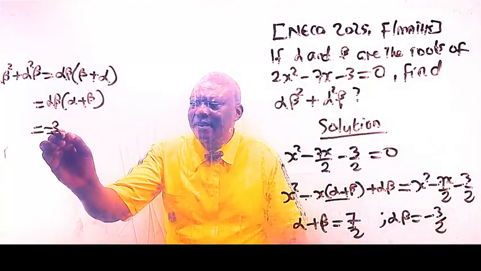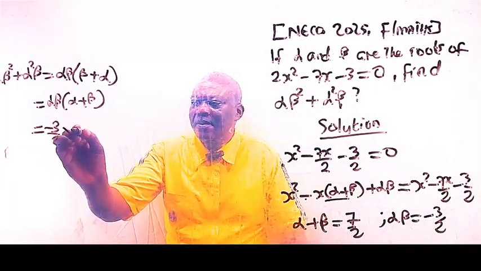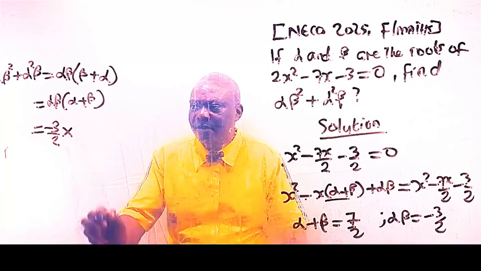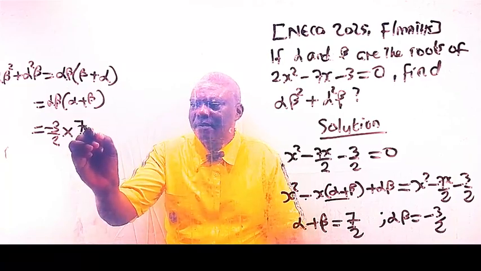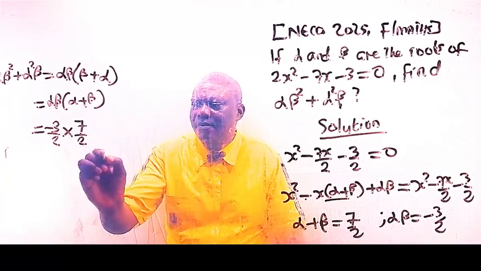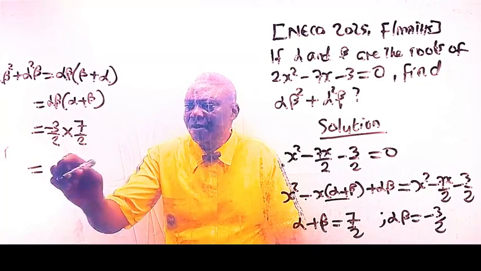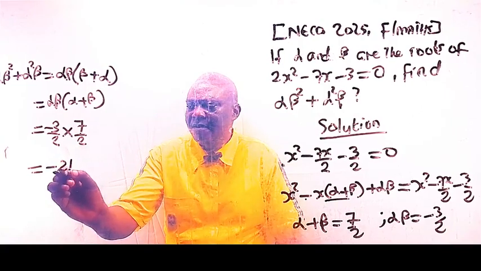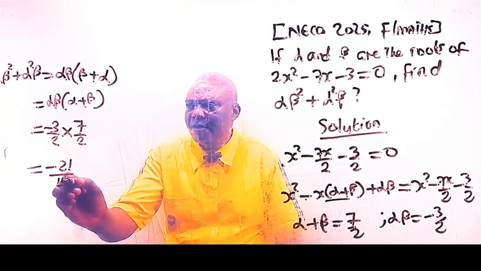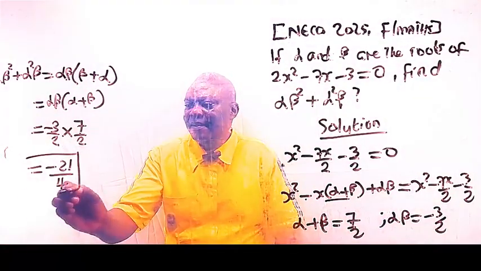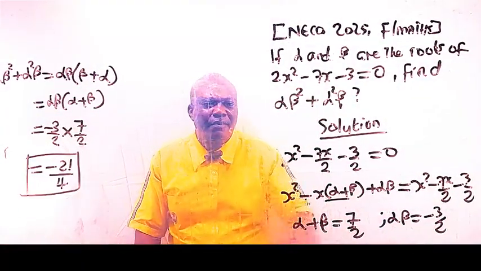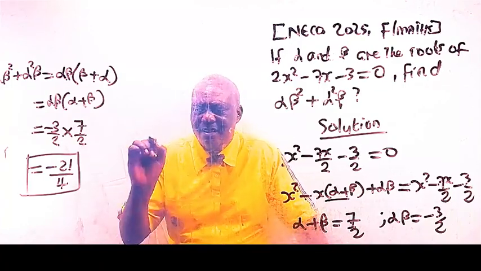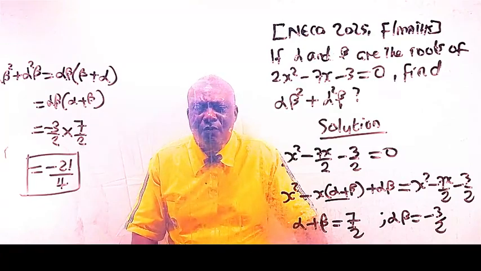Negative 3 over 2 multiplied by alpha plus beta, which is 7 over 2, should be equals to, this time, minus 21 divided by 4. That is the final answer. So the value of alpha beta squared plus alpha squared beta is minus 21 over 4.